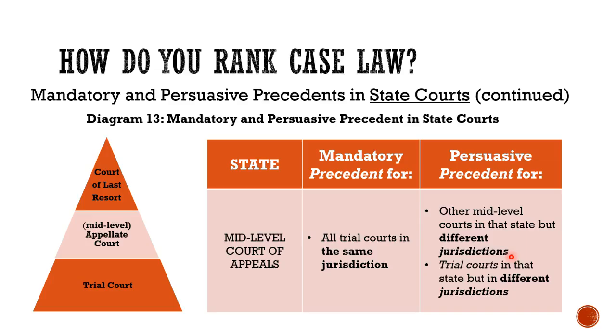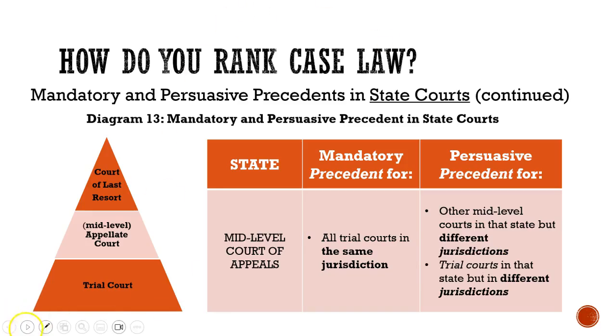if I'm in that jurisdiction, I have mandatory precedent. But as soon as I step outside of that jurisdiction, let's say from the 6th District Court of Appeals and I'm in the 2nd District Court of Appeals, the 2nd District Court of Appeals and the trial courts below the 2nd District Court of Appeals do not have to follow that precedent because it's persuasive and not mandatory.